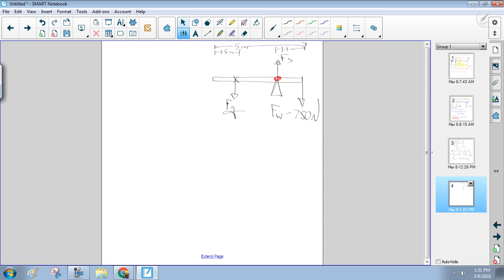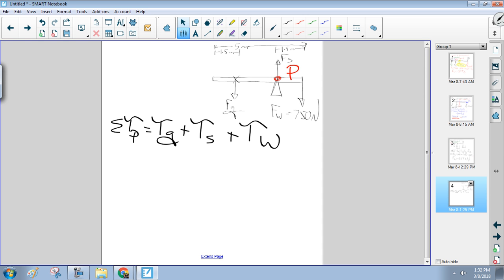So the whole idea then is our net torque has to be 0. So that red dot, let's call that point P, is the pivot point. So our net torque around pivot point P is equal to the torque from gravity plus the torque from the support plus the torque from the weight hung from the end. Follow? All right, what does the net torque have to be? 0, because the whole thing's balanced. That's got to equal the torque from gravity. So let's see, torque from gravity.